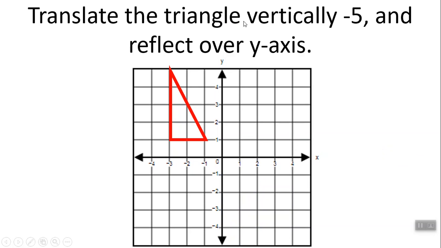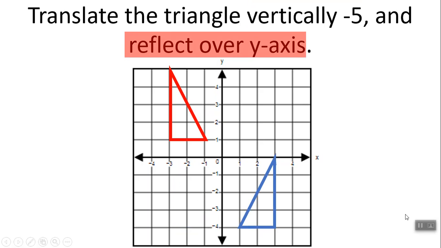So translate vertically -5 and reflect over Y. So if we go vertical -5, we're sliding it down 5. We're taking our shape and dragging everything down 5. It was at negative 3, 5. Now it's at negative 3, 0, that top corner. Now we're going to reflect over y. So it was to the left of the y-axis. Now it's going to be to the right of the y-axis.